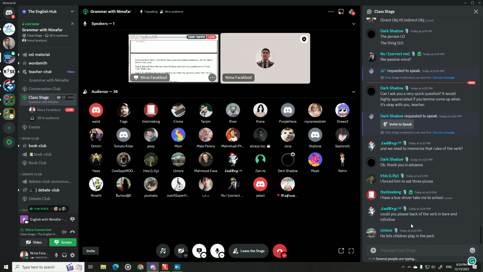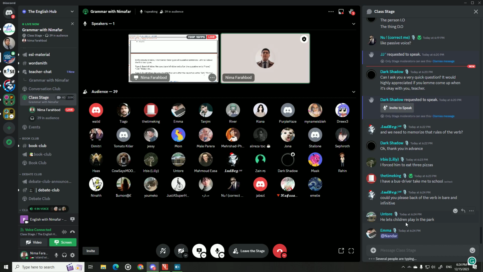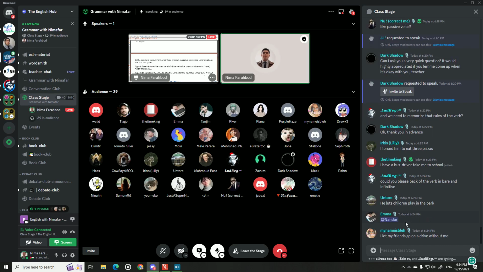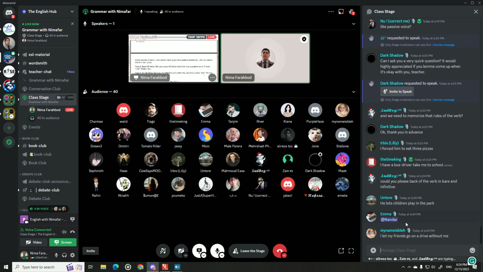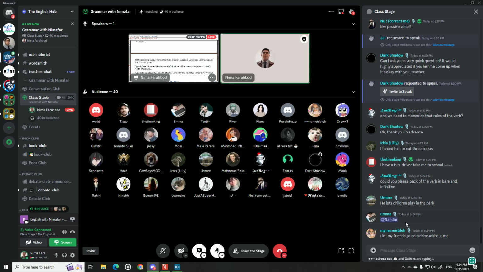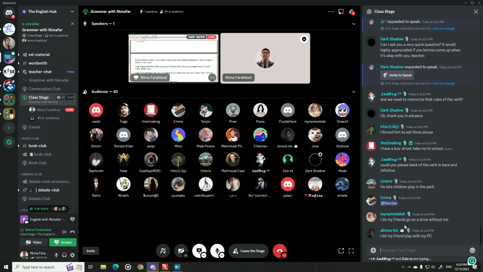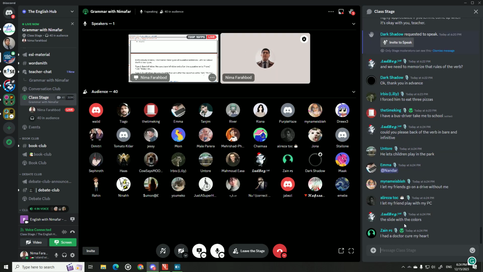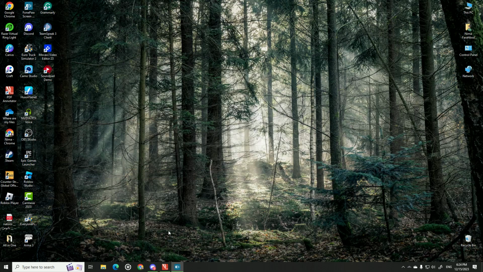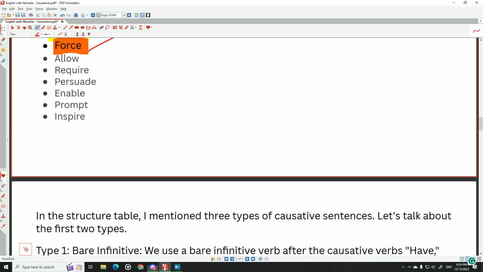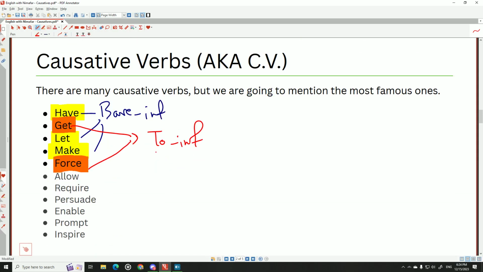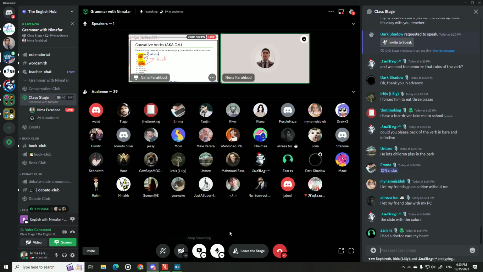Could you please explain more about the verb in bare infinitive? Okay, so bare infinitive is without to. It's bare, like bare feet means without anything. So play, go, come, leave, kill, murder, whatever. The slide. Okay, sure, here. Have, let, make, bare infinitive; get, force, to infinitive.